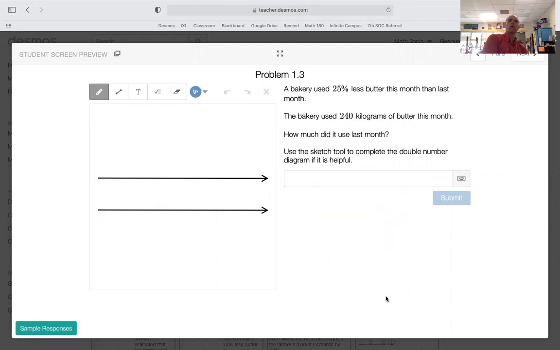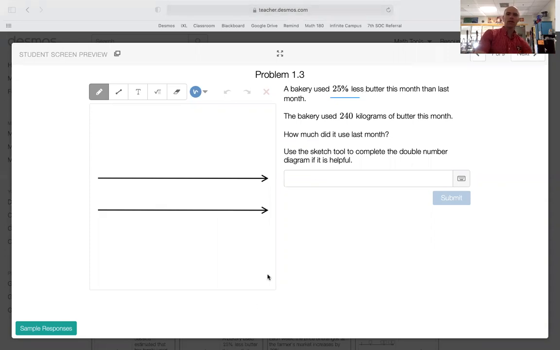A bakery used 25% less butter this month than last month. Okay, so we have a percent change here. It's a percent decrease this time, 25% less. The bakery used 240 kilograms of butter this month. Okay, so this is another one of those weird ones where we're given the percent change and the new amount instead of the original. And so this is going to require us to work backwards and divide.